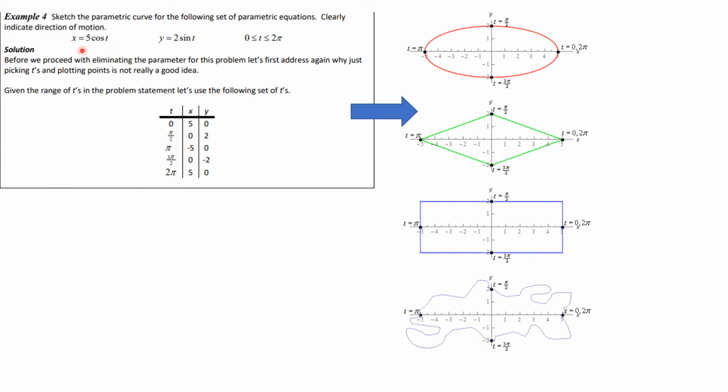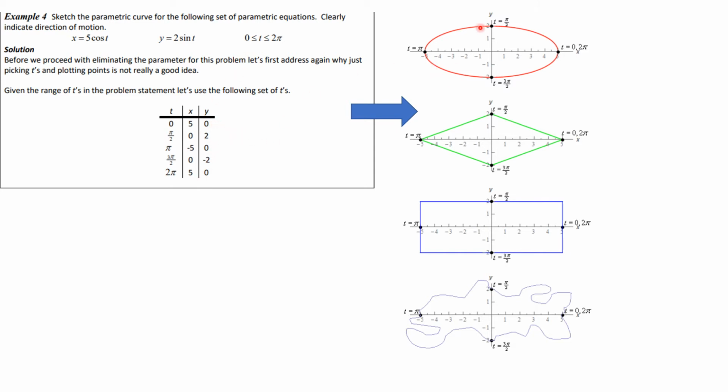Let's see how you did. All right, well, pretty much to date, we've talked about eliminating the parameter, but we've also talked about picking points. Let's just suppose we pick a whole bunch of points. We're going from 0 to 2 pi, so let's just pick some values: 0, pi over 2, pi, 3 pi over 2, and 2 pi. That's in this range, and so we pick those and plug them in and we get these x and y coordinates.